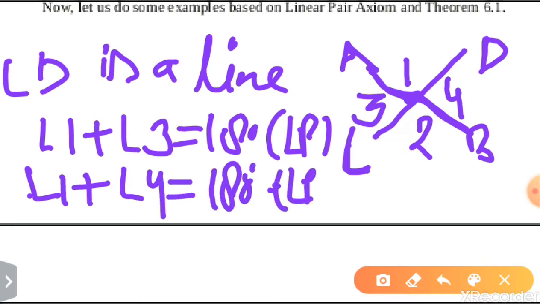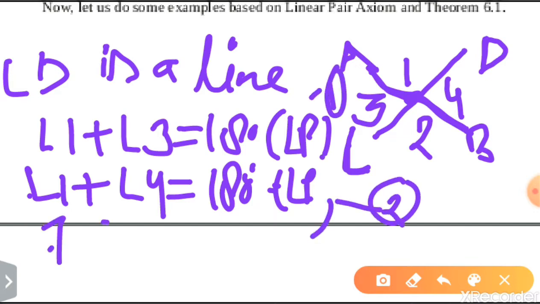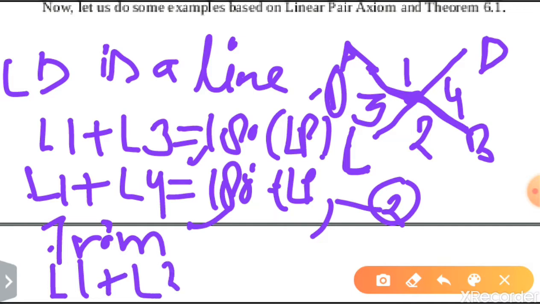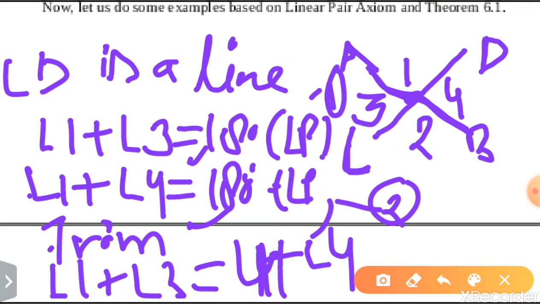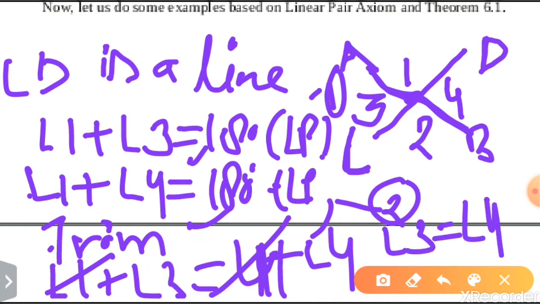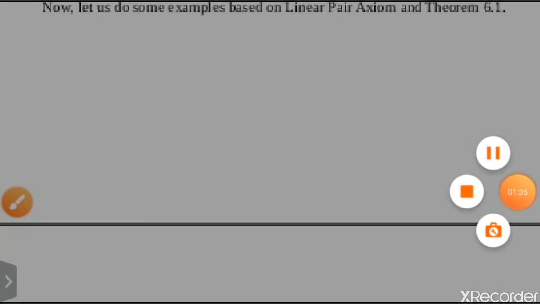Now if the first one is the first equation and the second one is the second equation, then from 1 and 2 you can see that the right hand side is equal, hence the left hand side will also be equal. Therefore angle 1 plus angle 3 is equal to angle 1 plus angle 4. Angle 1 will cancel angle 1, hence angle 3 is equal to angle 4. So the vertically opposite angles are equal, and this is an important theorem.